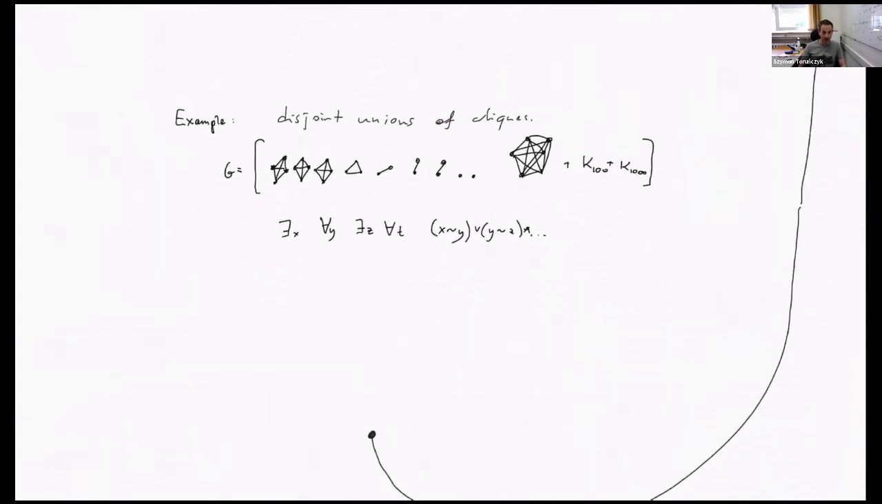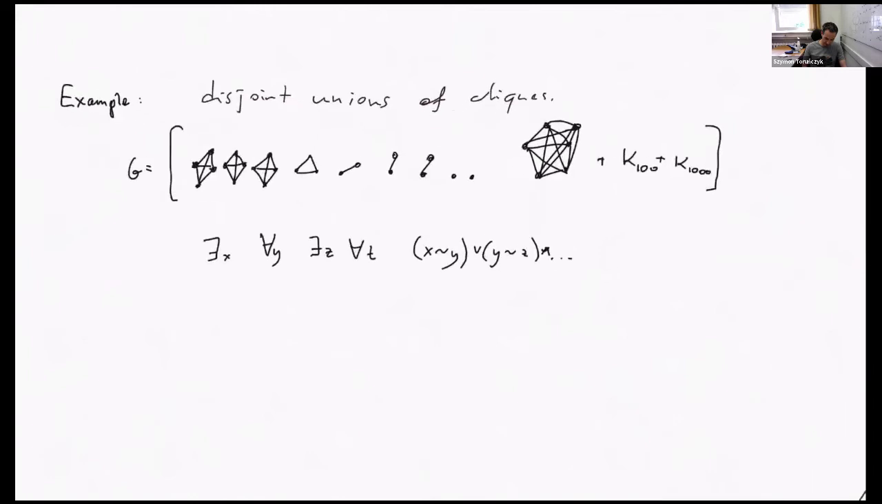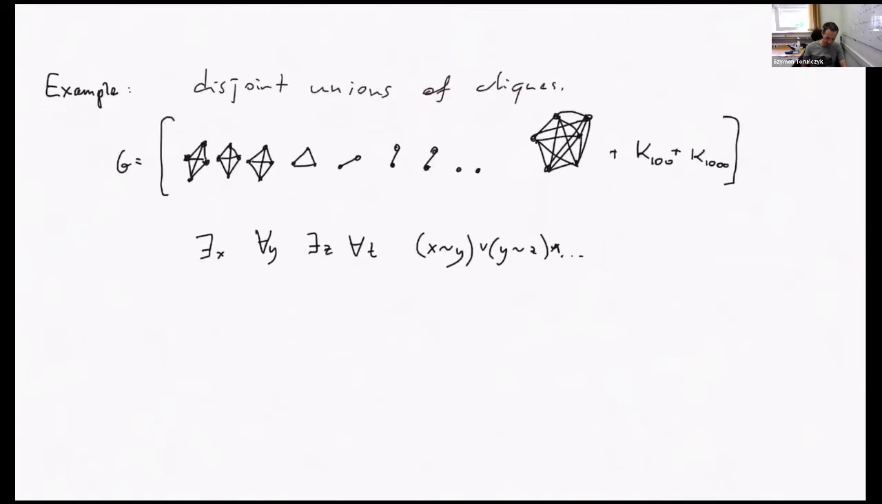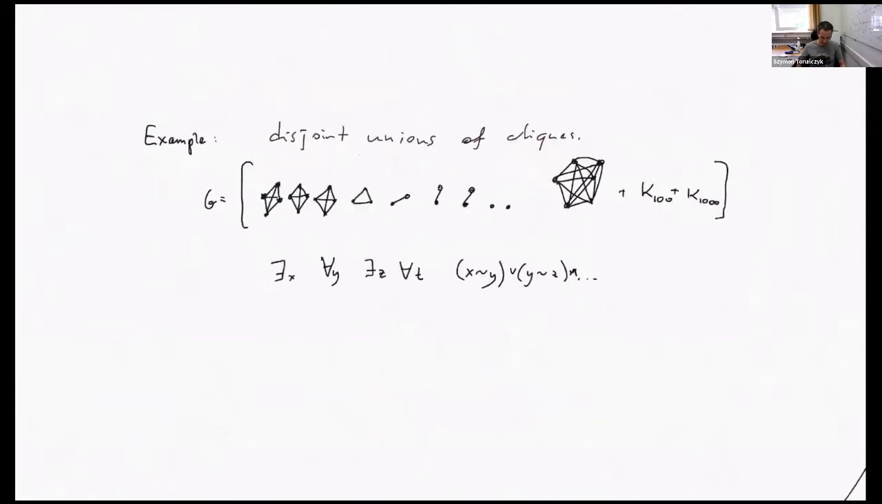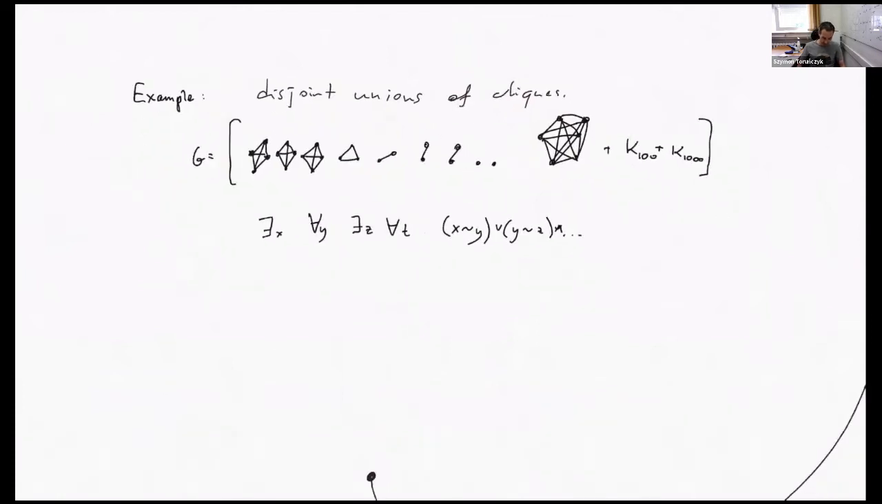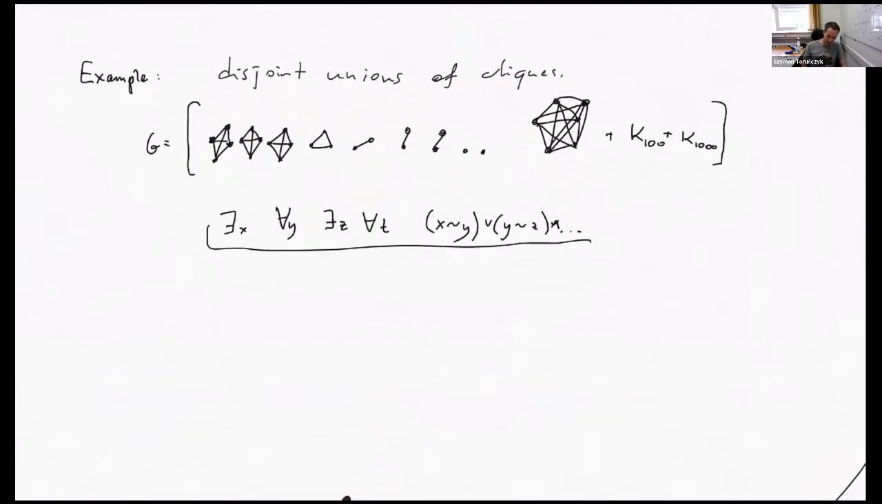Here's another class of graphs, disjoint unions of cliques. So here's an example of a disjoint union of cliques. It's a four clique and a four clique and a four clique. This is all one graph. Then there's a clique of size 100 and a clique of size 1000. And then we want to test some formula in this graph. Okay, so now it's not so easy as previously.